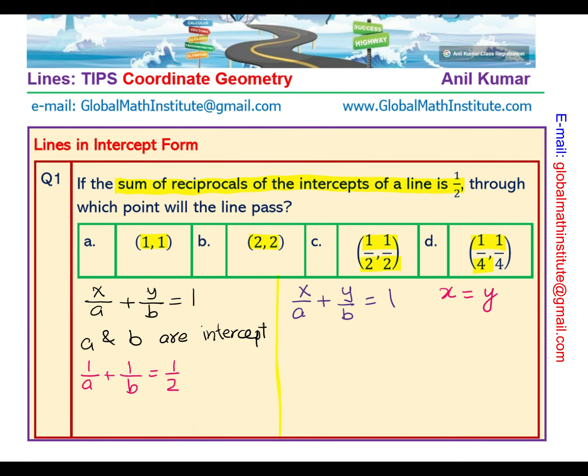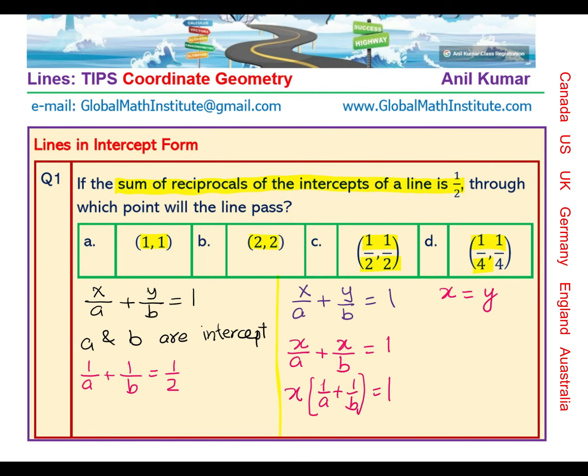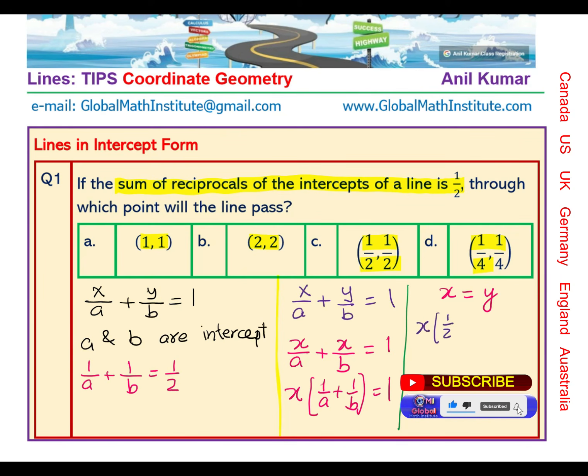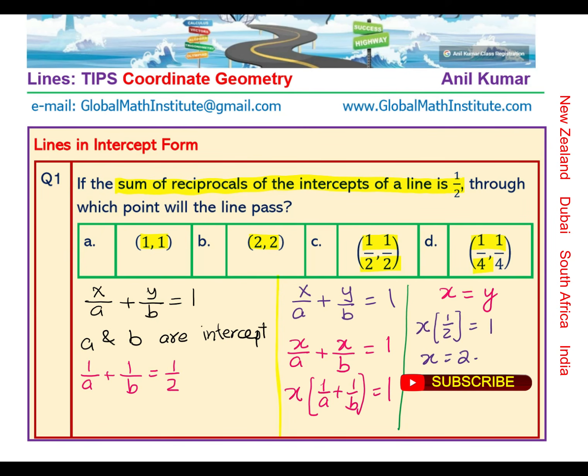So if I put x and y as same, I could write this as x over a plus x over b equals 1. Taking x common, we get x times (1 over a plus 1 over b) equals 1. And since we know that 1 over a plus 1 over b is half, I could now write this as x times half is 1, or x is equal to 2. And therefore, option B is the right option because then the point will be (2, 2).